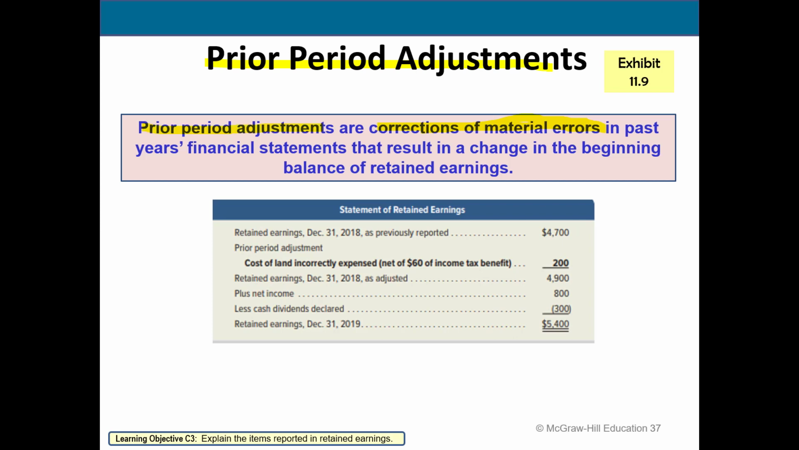And it will always be net of tax. So in this example, they incorrectly recorded the cost of land and they're making a correction of that. So you have to make a prior period adjustment.